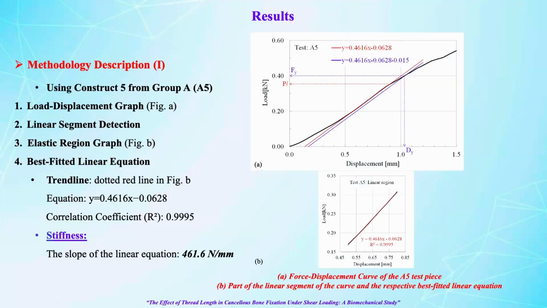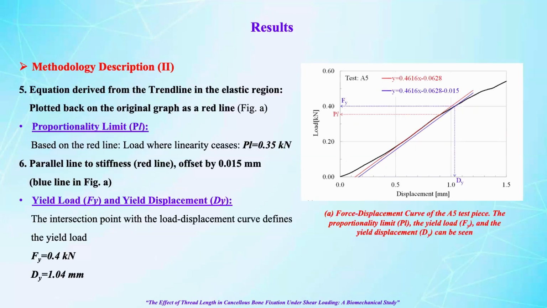The stiffness was defined as the slope of the best fitted linear equation, which in this case we can see is equal to 461.6 newtons per millimeter. The proportionality limit was defined as the force corresponding to the terminal point of linearity.